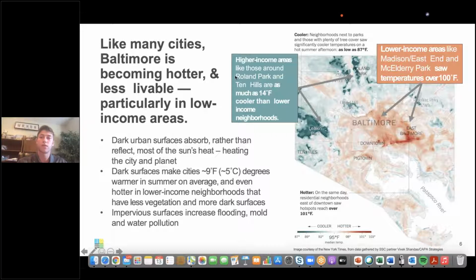You take a neighborhood like Roland Park, for example, where the tree coverage gets into the 20%, whereas Madison East End actually has a tree coverage of about 6%. The citywide goal is actually 40%. So 6% compared to a 40% goal shows how low-income areas have been underinvested in terms of tree planting and green space, and this has also been exacerbated by a history of redlining over the past half century.